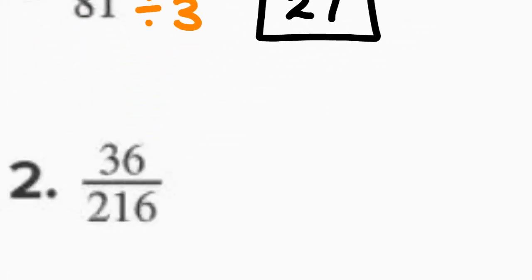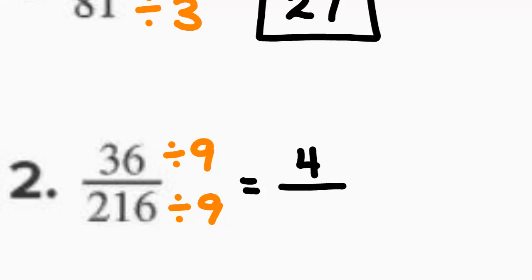Number 2, 36 over 216. What will go into both the top and the bottom? I heard 6, I heard 9. Both of those are correct. Let's do 9. This is one that I didn't do when I was working through it on my own. What is 36 divided by 9? 4. What about 216 divided by 9?